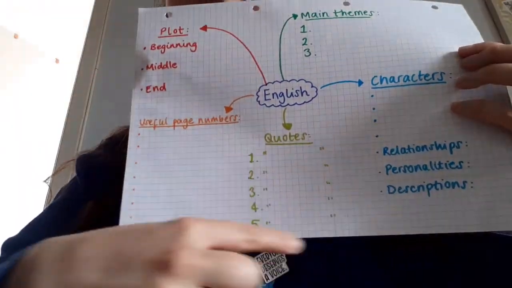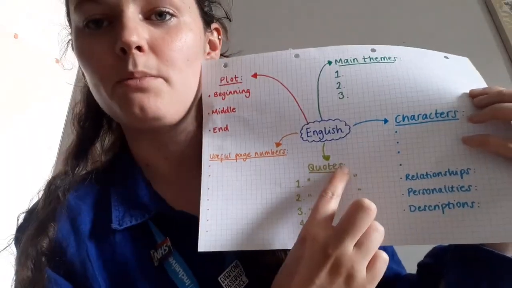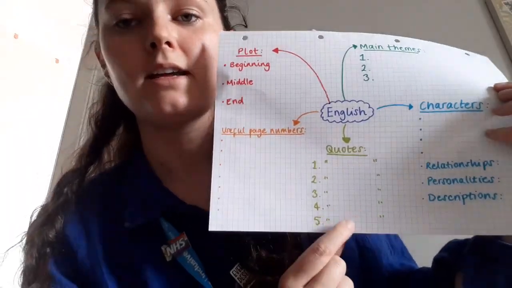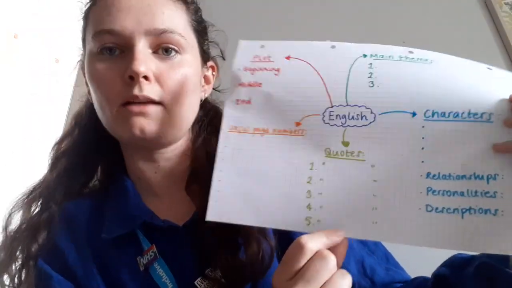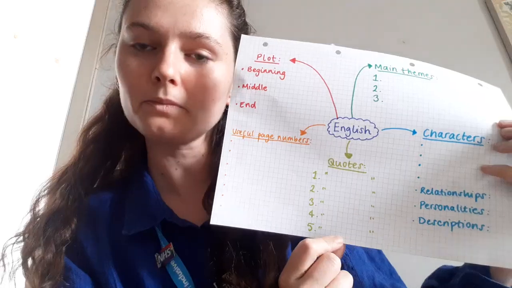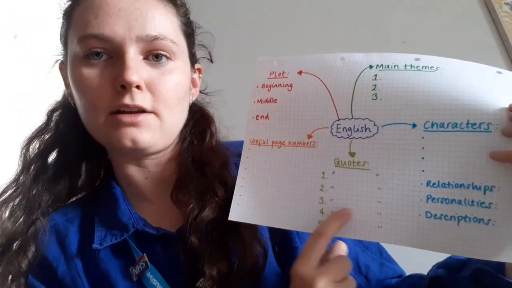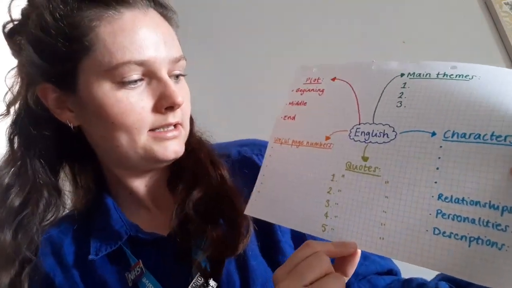Then moving on to this area, I thought about including some important quotes from the book. So I've just got a list of 5 here, but if there's anything that you think might be really helpful or useful if you've got to write an essay, any kind of quotes that you think would be really important to add there.